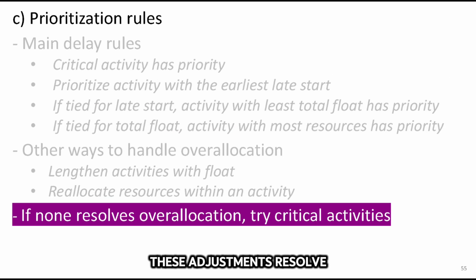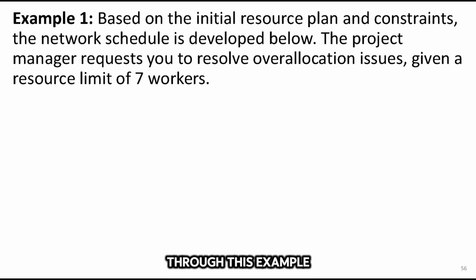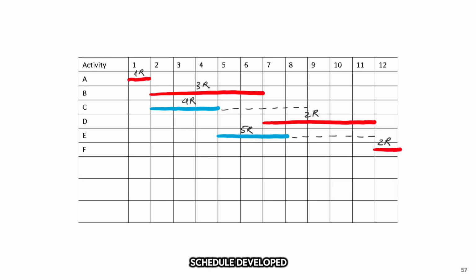If none of these adjustments resolve the over-allocation issue, critical activities may need to be examined. Since delaying critical activities directly affects the project completion date, careful consideration is required before making changes to them. Now, let's go through this example. Based on the initial resource plan and constraints, this is the schedule developed. The project manager requests you to resolve over-allocation issues, given a resource limit of 7 workers.